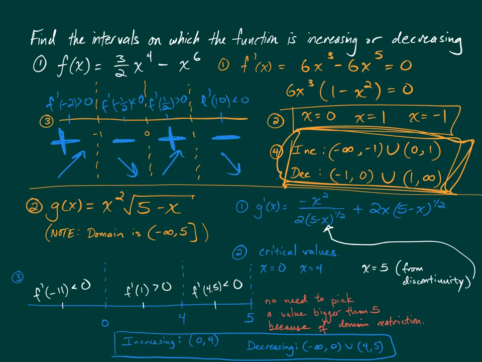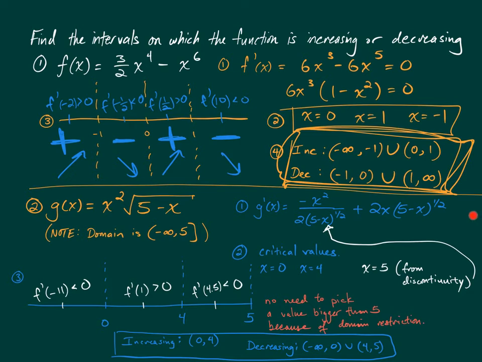So that is the derivative of g of x, (x squared) all over 2 times the quantity 5 minus x to the 1/2 power. As you can remember, the square root and 1/2 power are the same in mathematics, plus the second part, the derivative of the second times the first, or derivative of the first times the second. So that's the second part of the product rule.